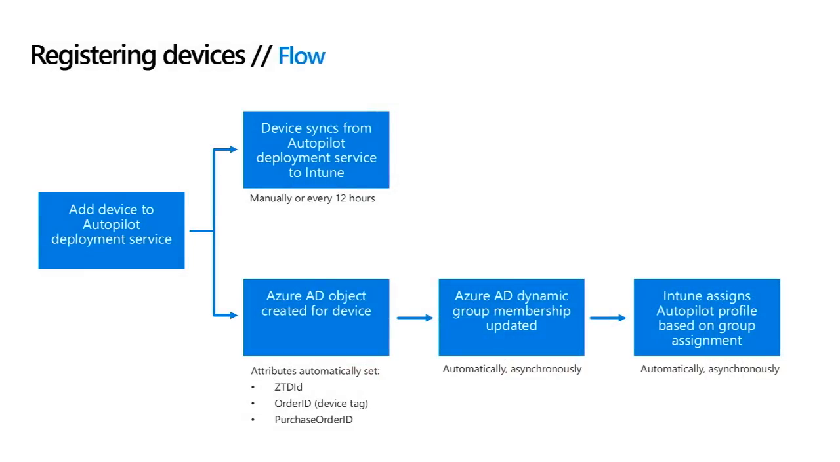Just a quick piece of trivia if anyone's wondering. ZTD ID comes from the original code name for Autopilot, where we used to call it zero-touch deployment. So that's where ZTD comes from. You might see ZTD show up randomly all over the place for Autopilot if you're looking at the internal attributes, and that's where it's coming from.